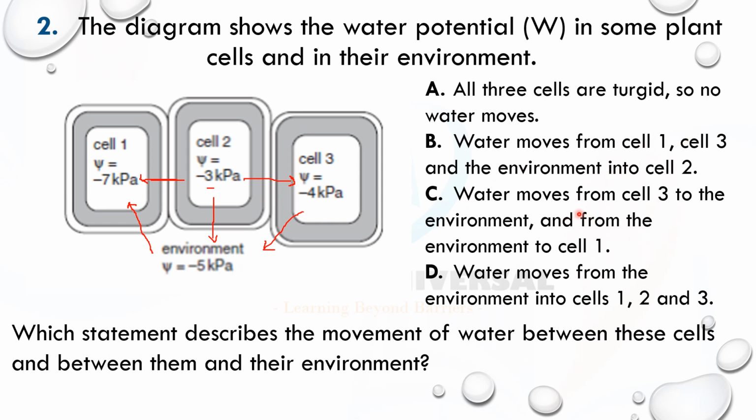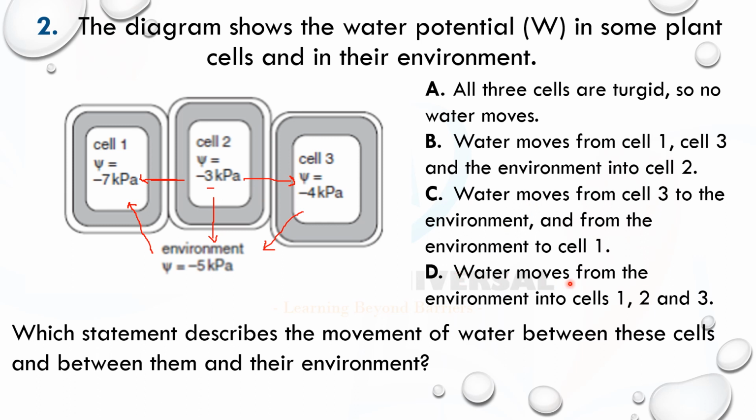And then from the environment to cell 1. Where's cell 1? From environment to cell 1, yes, because it's moving from less negative, which is high water potential, to more negative, low water potential. So water moves from less negative to more negative. This C is correct.